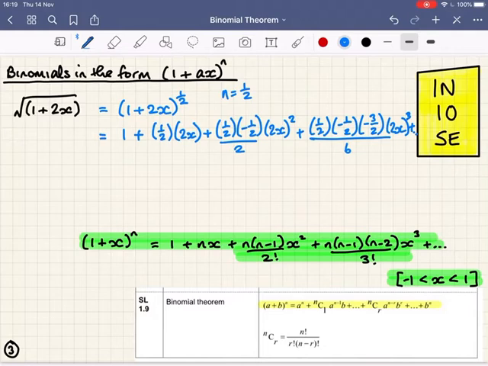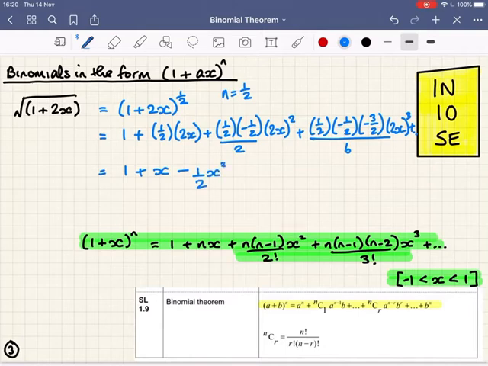And then it's just a case of working that through and simplifying again. So 1 plus a half times 2 is 1, so I'm just going to have 1 plus x. And then these fractions, I've got a half times a half. This is going to be negative this term because I've only got the one negative there. A quarter divided by 2 is an eighth, and then we're going to multiply that by 2 squared, which is 4. I end up with 4 over 8, which is a half.